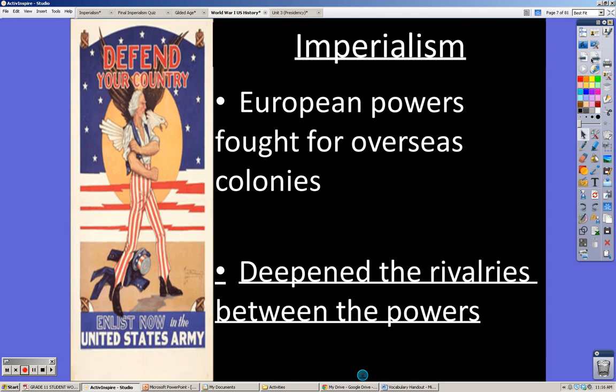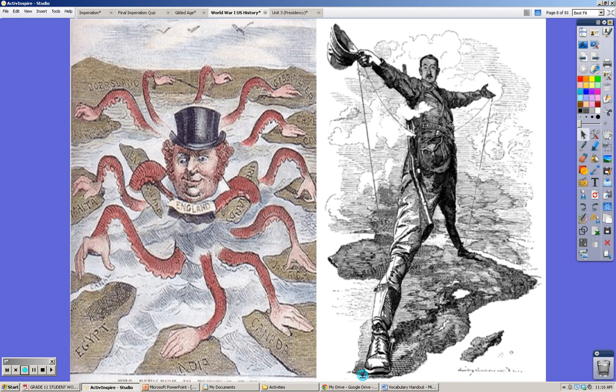Next is imperialism. We talked in depth about imperialism, where it's basically we're trying to get overseas colonies. The reason that we got so imperialistic during the time was because these European powers were doing the same thing. We just wanted to keep up. So when you're fighting over different areas, it deepens the rivalries between the powers. So they're kind of vying for land all over the world, and it's really evident in Africa. England tries to take Africa because there's a lot of resources there. France is also taking areas in Africa, so it kind of creates a rivalry there.